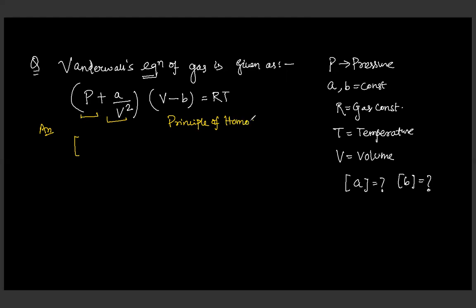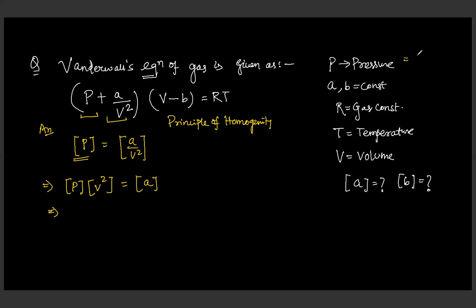Principle of homogeneity says that two physical quantities can only be added or subtracted if they have the same dimension. So the dimension of pressure must be equal to the dimension of A by V square. We are aware about the dimension of pressure and the dimension of volume. So pressure times V square should be equal to the dimension of A. So let me write down the dimension of pressure. Pressure is force by area. In the last class, I told you pressure is equal to force upon area. So the dimension of force, I'm writing it directly.